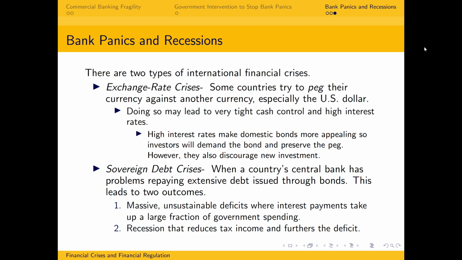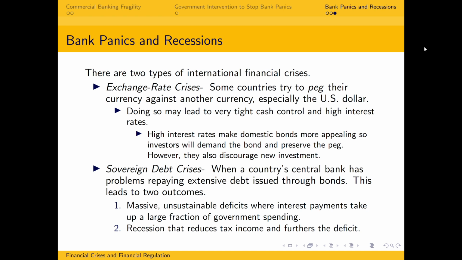In particular, it may lead to extremely tight cash control and inevitably lead to extremely high interest rates. And the idea with high interest rates is that they make domestic bonds more appealing so that investors will demand the bond and preserve the peg by increasing demand for, in turn, the currency. However, the problem is that it discourages new domestic investment. And we've seen this several times in the past where countries trying to peg against the US dollar end up going into a recession because they can't keep pace with the dollar's strength.